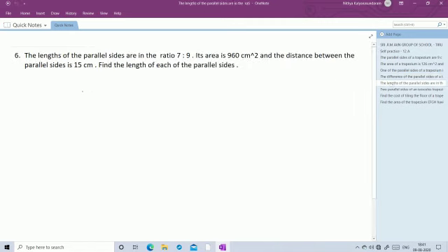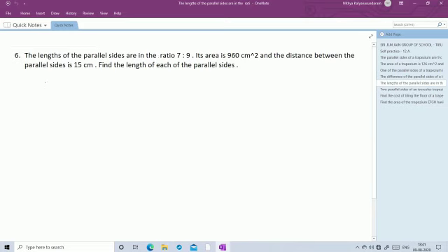Next question. Sixth question. The lengths of the parallel sides are in the ratio 7:9 and the area is 960 centimeter square, and the distance between the parallel sides is 15 centimeter. Find the length of the parallel sides. Here the lengths of the parallel sides are given in ratio. It is not an exact measurement. Some ratio is given. You need to find the exact length of the parallel sides.